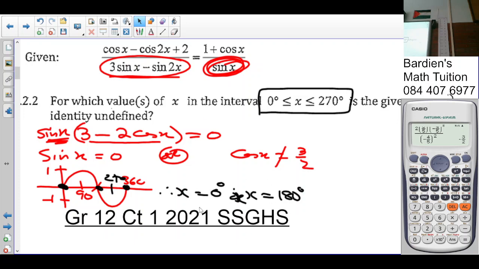So, if it was a general solution, then I would have said x is equal to 0 plus k times 360, or x equal to 180 plus k times 360. Or the shorter version, which is x is equal to 0 plus k times 180. Why? Because that solution is picked up every 180 degrees from there. Okay.